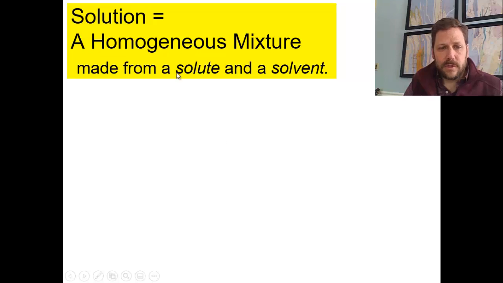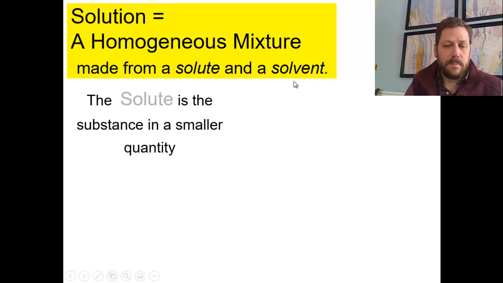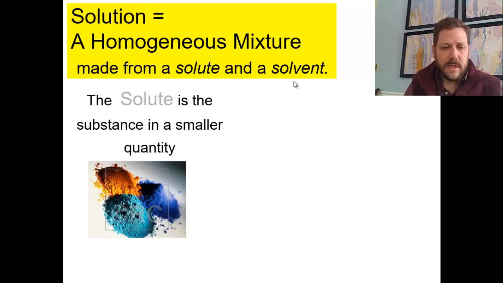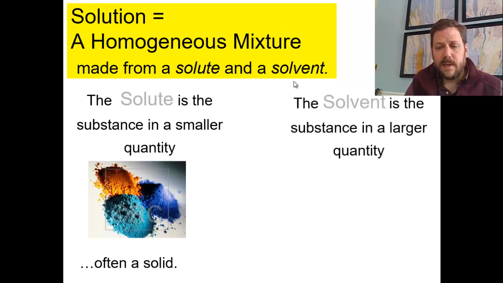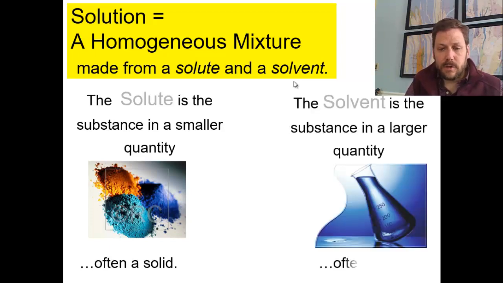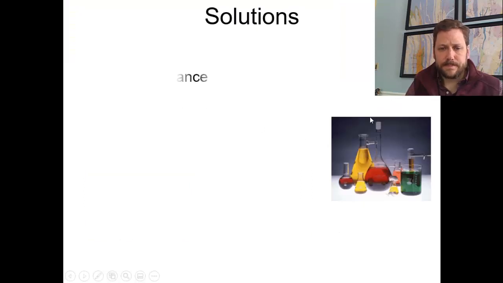We're going to focus on solutions made from a solute and a solvent. So this is the first important bit of vocabulary that I want to introduce. The solute is the substance that's in smaller quantity, and it's often a solid, and the solvent is the substance that's in larger quantity, and that's very often water. So most of the time we're going to be talking about solid solutes dissolved in some large quantity of water. For instance, a saline solution, like you might use for contact lenses, is a solution where the salt is the solute and the solvent is water.